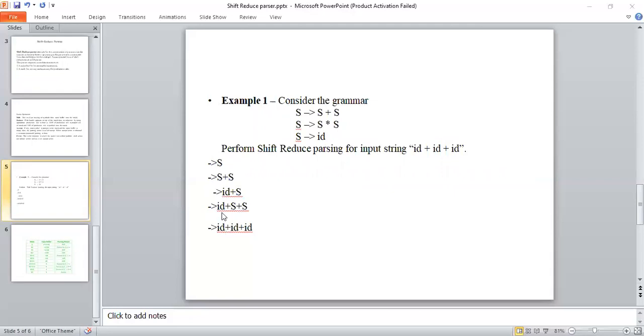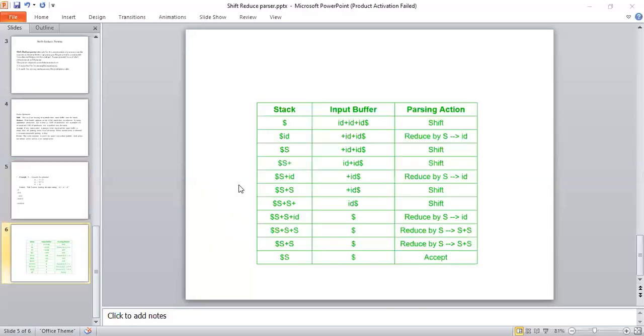Next, id plus, and this S is again replaced with id plus, and this S is again replaced with id. So the shift reduce parser is constructing the parse tree from these leaf nodes to the root node. This is called the shift reduce parser, or the bottom-up parser. How to construct it, we'll discuss with the shift reduce parser.